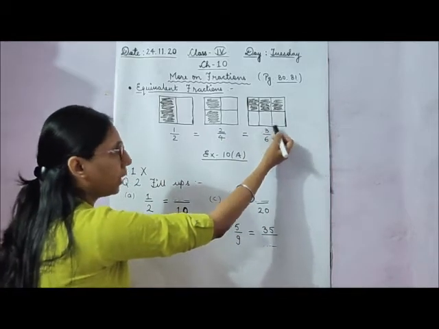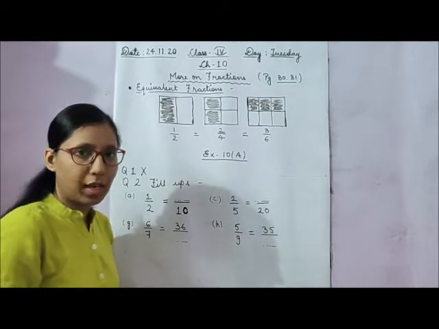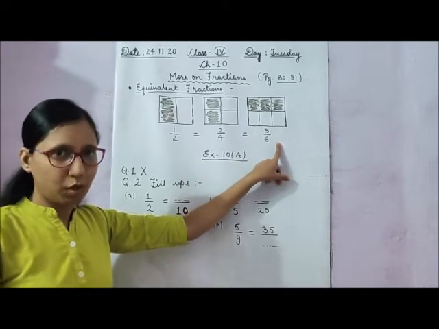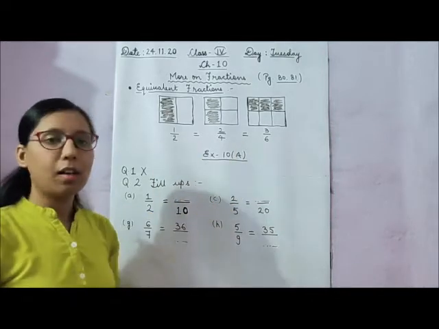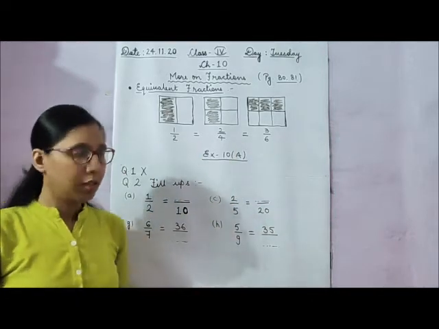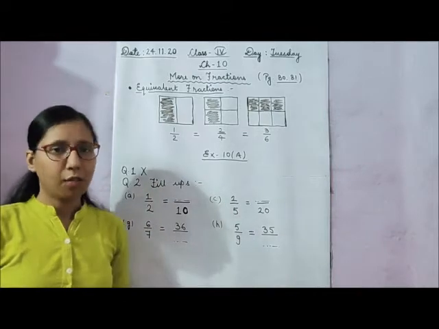In the table of 3, 3 comes 1 time and 6 comes 2 times. This will also be 1 upon 2. So these fractions are equivalent, or we can say equal. So this is the definition of equivalent fractions.